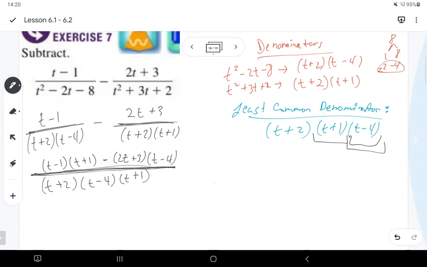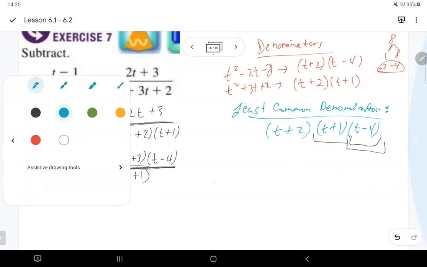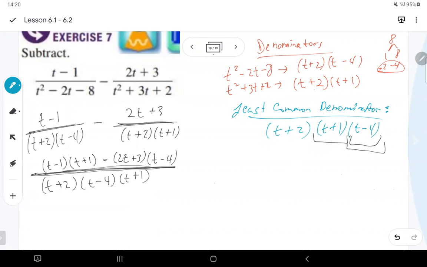Okay, so the next piece we have to do is figure out our foiling. So I'm going to do that over here. Do t plus 1 and t minus 1. So that's t squared plus t minus t minus 1. The t's in the middle actually cancel, so you're left with t squared minus 1.